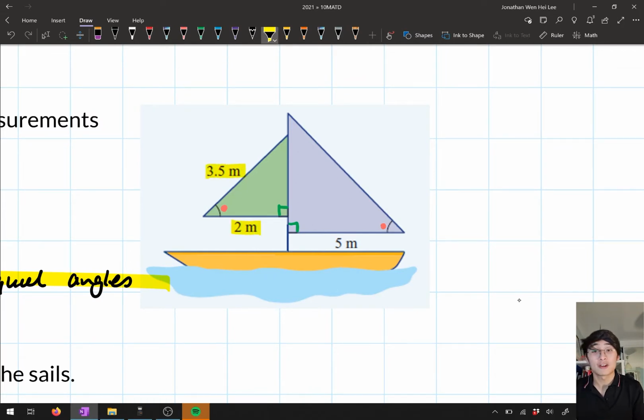We want to figure out if there's any side in the bigger sail which matches up with that. Well, if you have a look, the only measurement I have in my biggest sail is this 5 meters. And if I match up where the angles are and where the sides are, this 5 meters matches up with this 2 meters. And so these are the two pairs of corresponding sides.